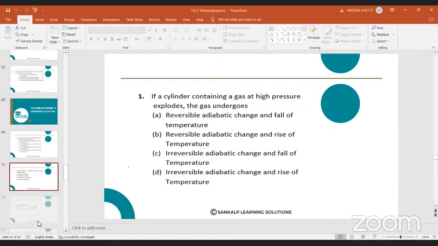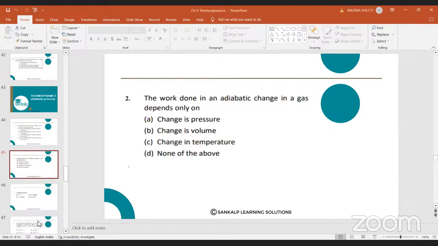Next question. The work done in an adiabatic change in a gas depends only on: change in pressure, change in volume, change in temperature, none of the above. That is option C. Change in the temperature. Okay.